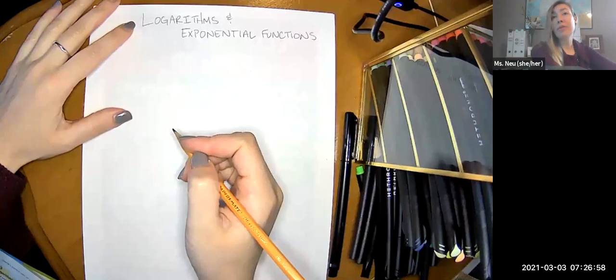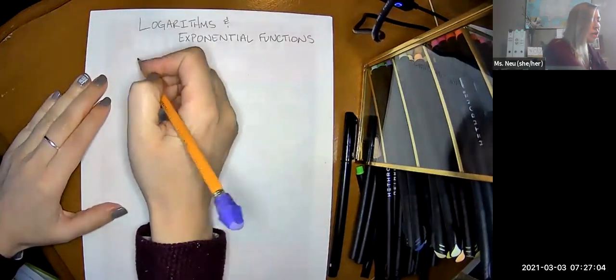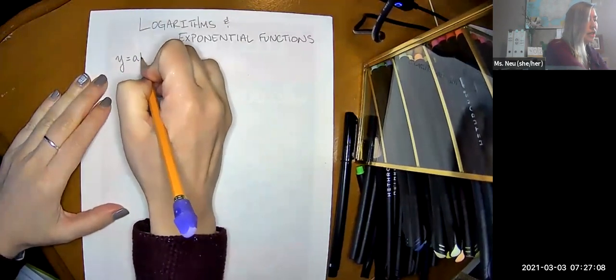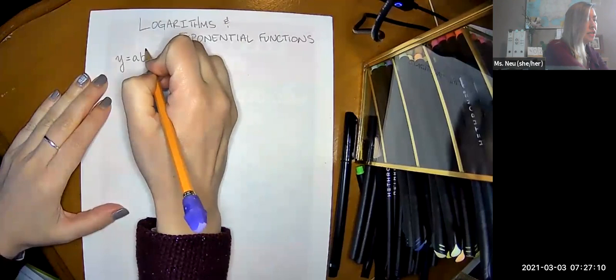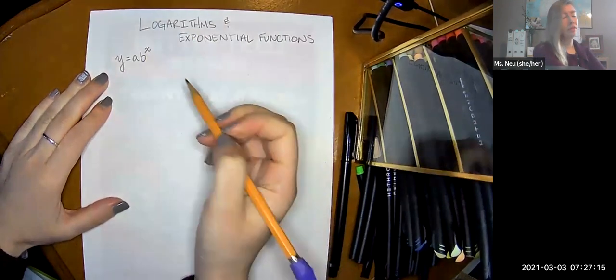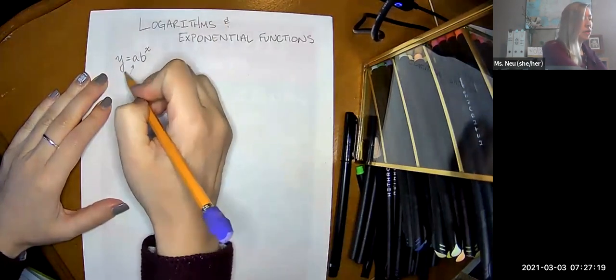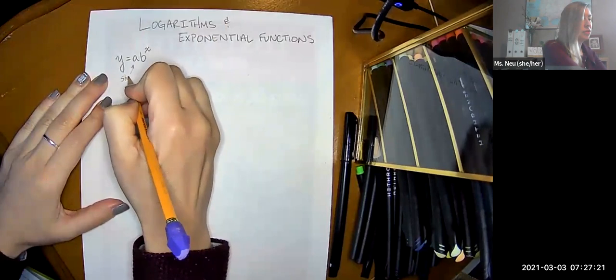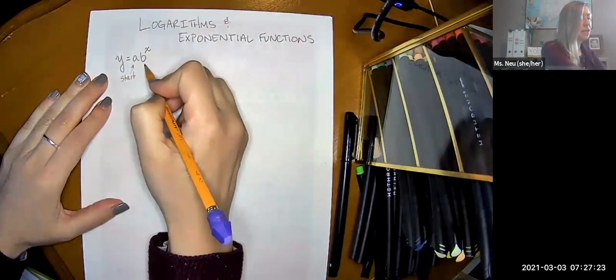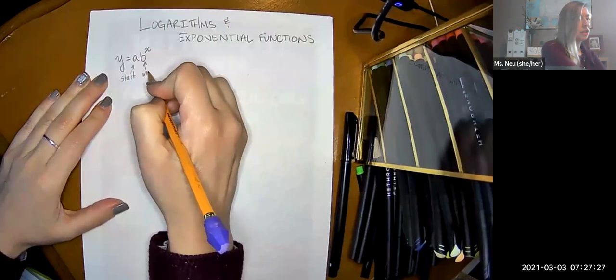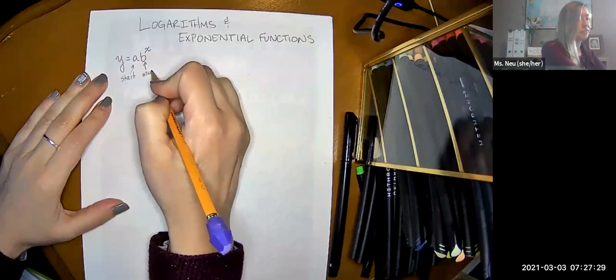Let's talk about logarithms. So an exponential function usually comes in the form y equals a b to the t. Usually t is time. I'm just going to say a b to the x. Input variable, output variable. A is your starting point of your exponential function, and b is going to be your multiplier. How much is the exponential function increasing or decreasing?